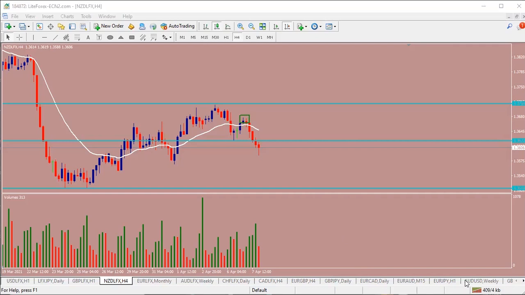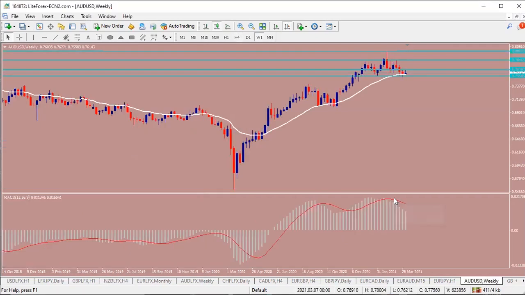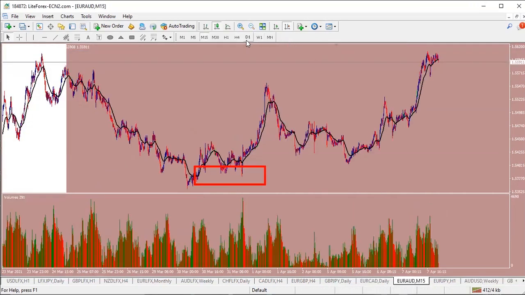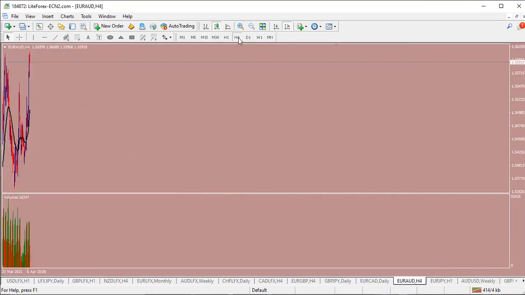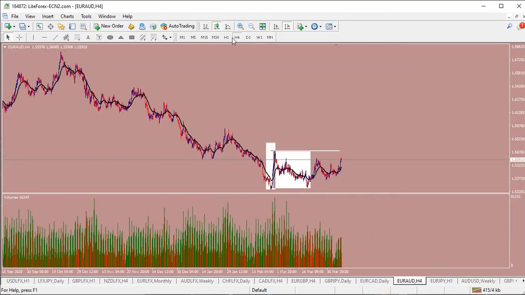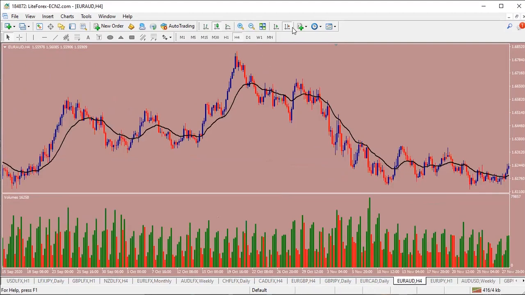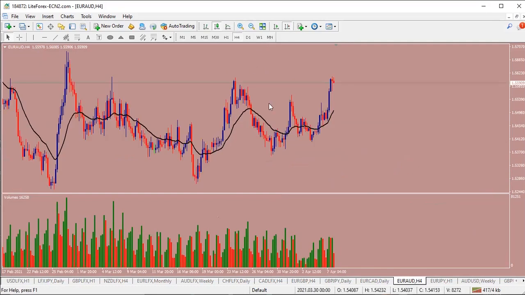Very quickly, engineer. Let's go to Euro USD. Or let's use Euro HUD. Yeah, let's use Euro HUD instead. Now, engineer. Yes, sir.